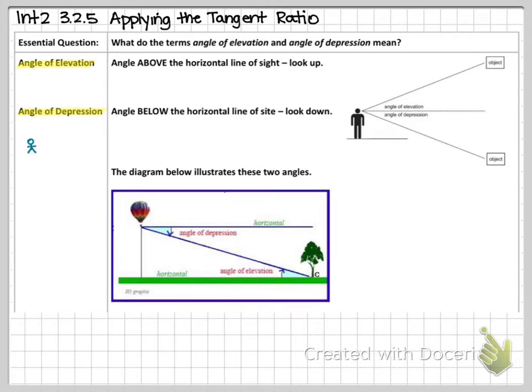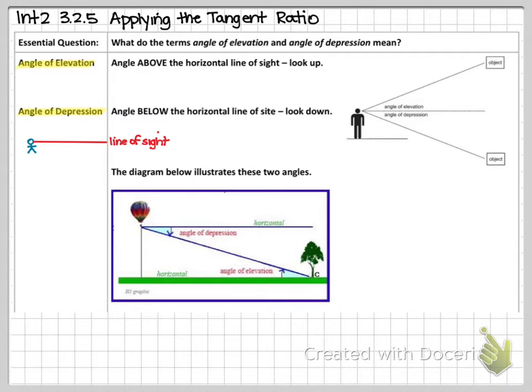So here's my little person. From their eyes, we look straight out. Now this is called their line of sight, when they look straight ahead. And you'll see this in the other pictures on this page as well. So looking straight ahead is a 0-degree angle.